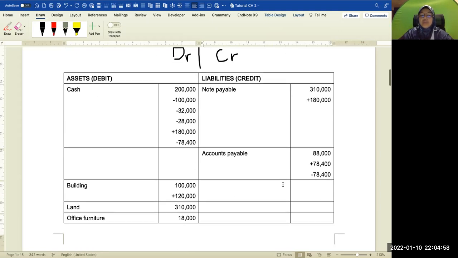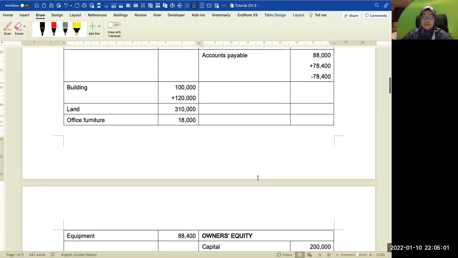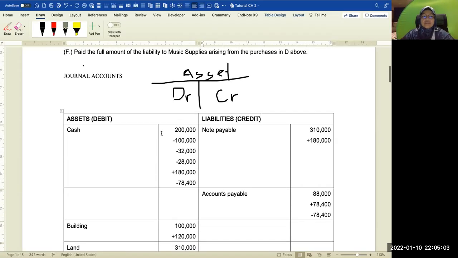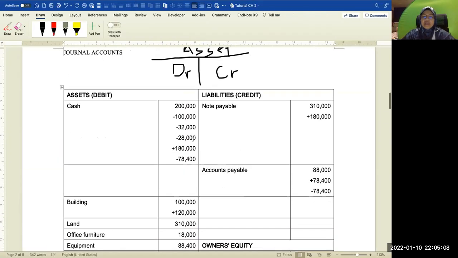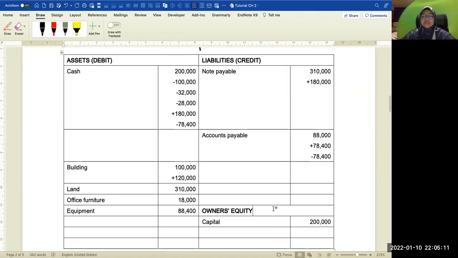Any idea what owner's equity would be? Do you think owner's equity is debit or credit? Credit, I guess. Why credit? Because it's on the credit side of the accounting equation. Remember the equation: asset equals liabilities plus owner's equity. So if asset is a debit, then liabilities and owner's equity must be on the credit side, right?